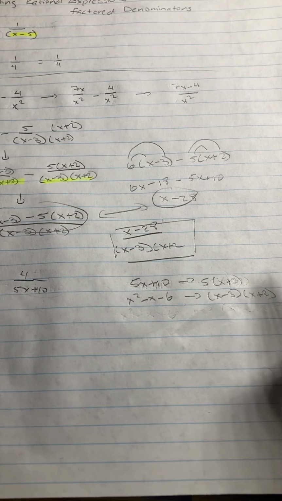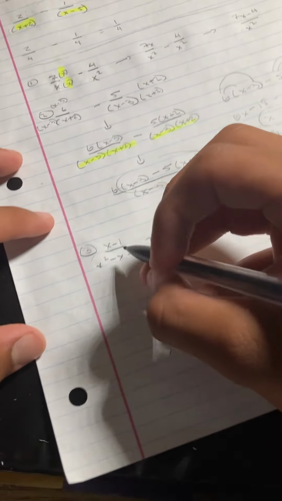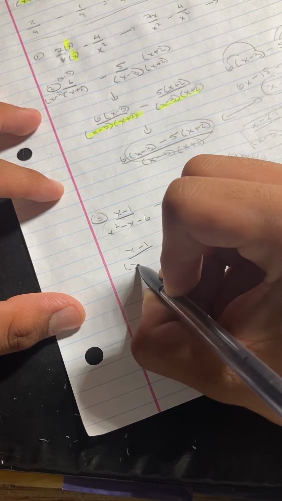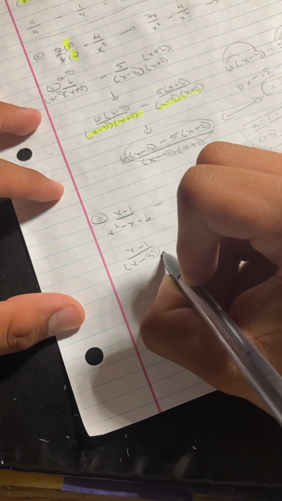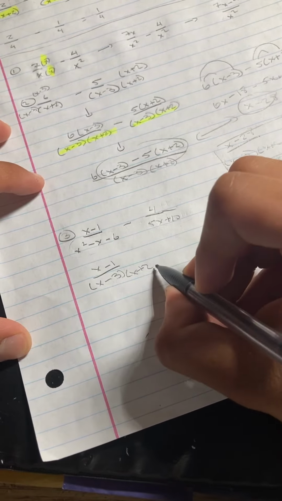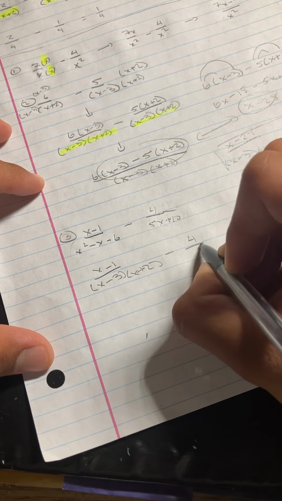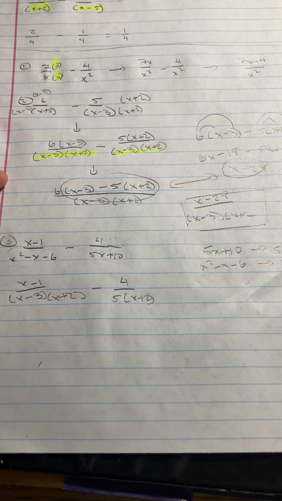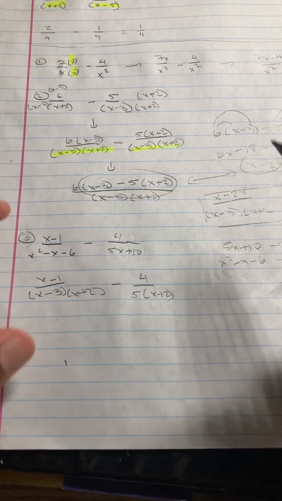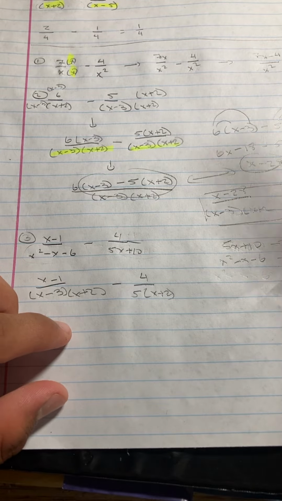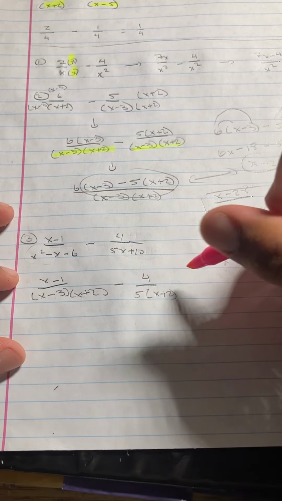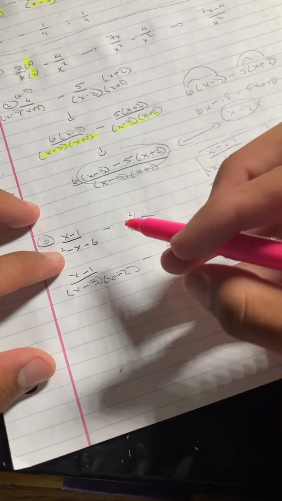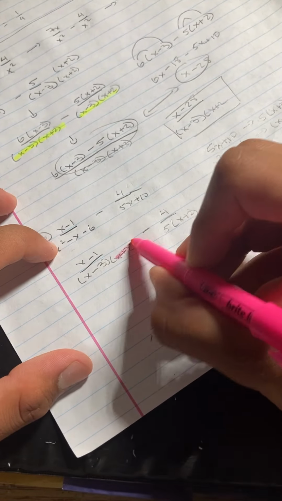So given these simplified denominators, we can go ahead and rewrite the problem as x minus 1 over x minus 3, x plus 2, subtracted by 4 over 5, x plus 2. Like that. Now, if we look closely, both of these fractions that are part of the expression share the least common multiple, which is x plus 2 and x plus 2.